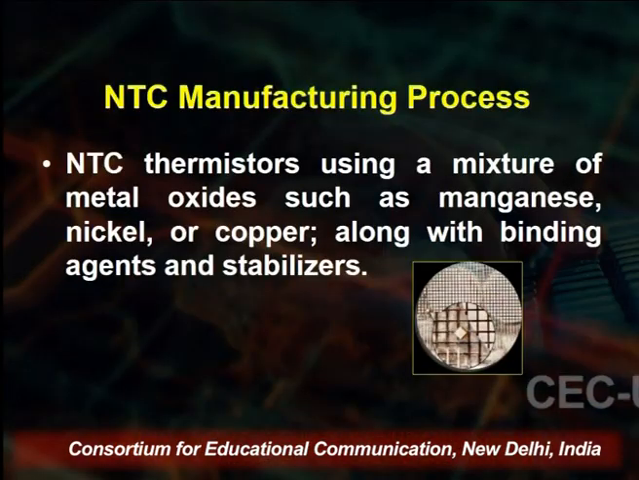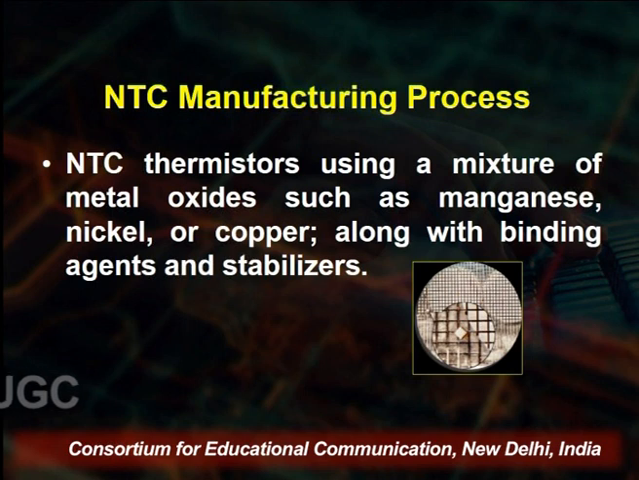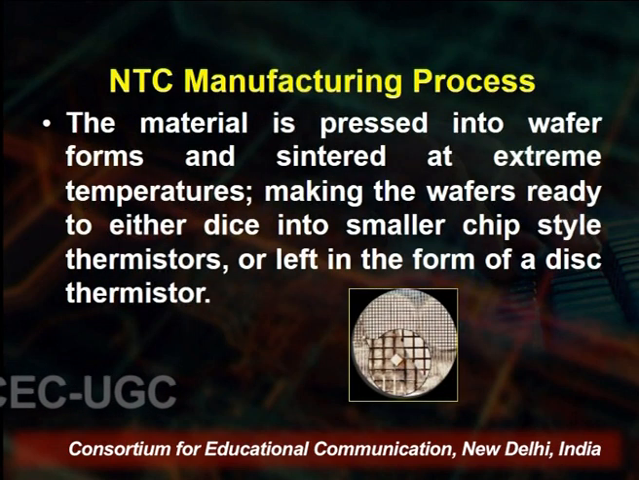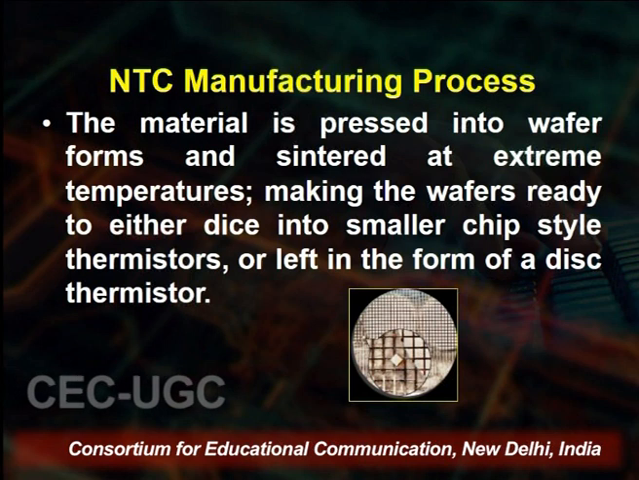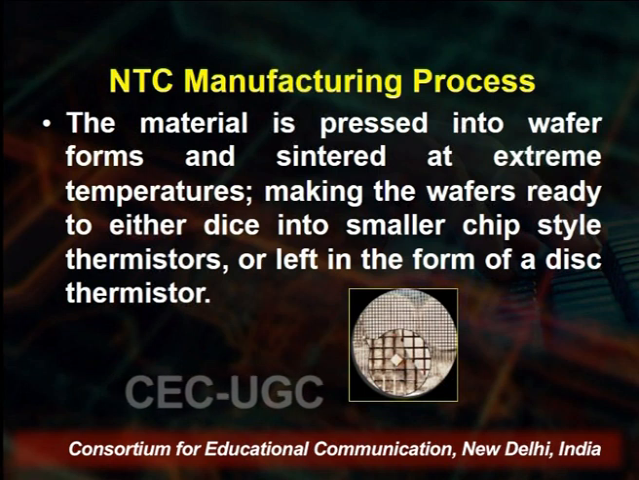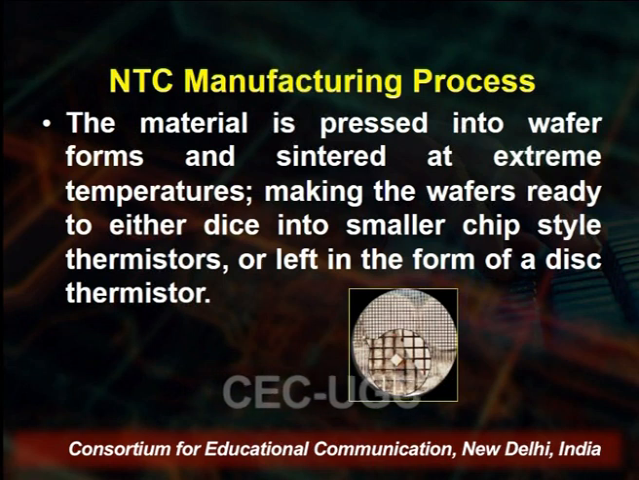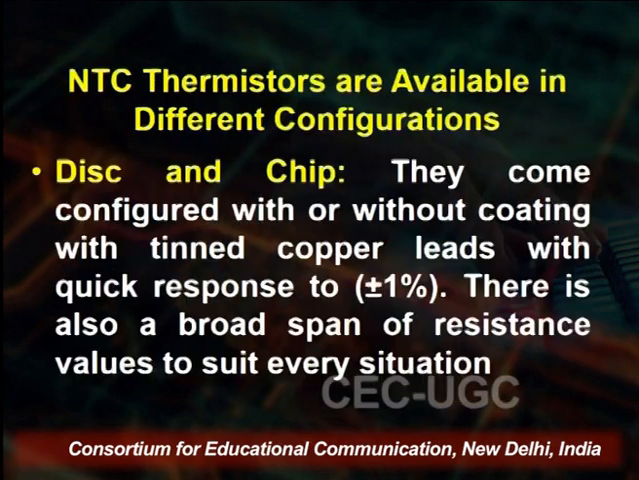Now the manufacturing process. NTC thermistors use a mixture of metal oxides such as manganese, nickel and copper, along with a binding agent and stabilizers. You see here a very small NTC device. In the NTC manufacturing process, the material is pressed into a wafer form and sintered at extreme temperatures, making the wafers ready to be diced into small chip style thermistors or left in the form of a disc. You see here, this thermistor is in the form of a disc, so it is a disc thermistor.